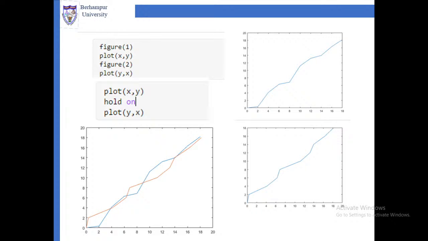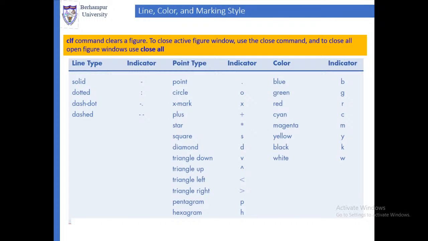Then if you put hold off, this figure will remain. Then the next plot command will be executed. When you write the next plot command, that plot will come up. But this figure will not be tampered with. This will remain as it is. Now let us see how to use lines, color different lines. When we are drawing the plot, you can draw it using different lines, different colors, different marker styles or marking styles.